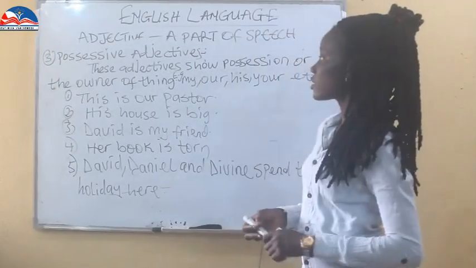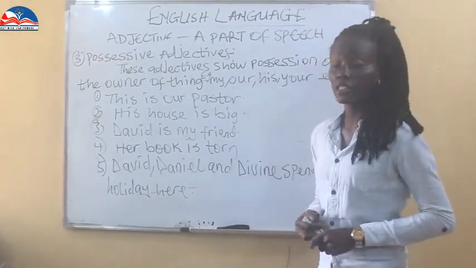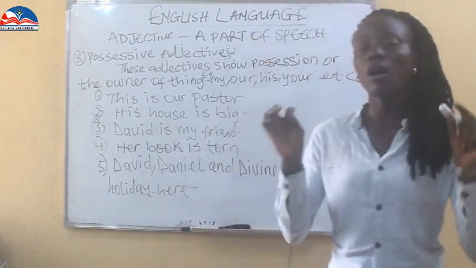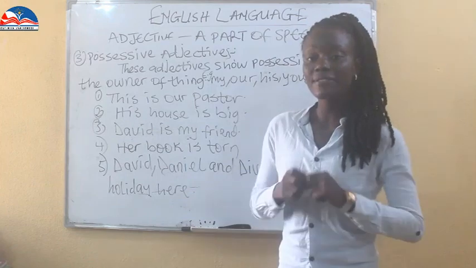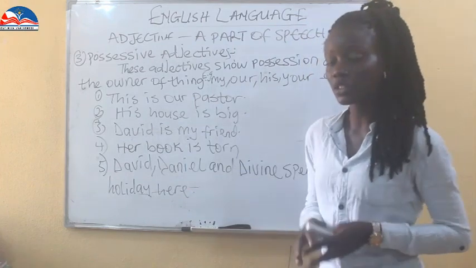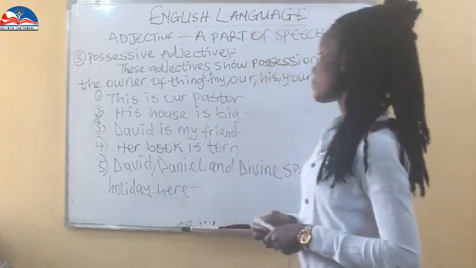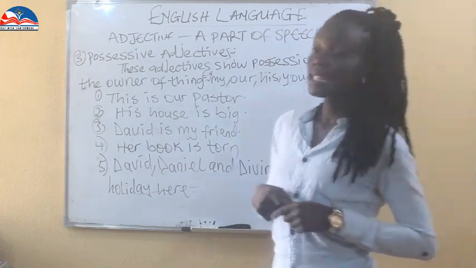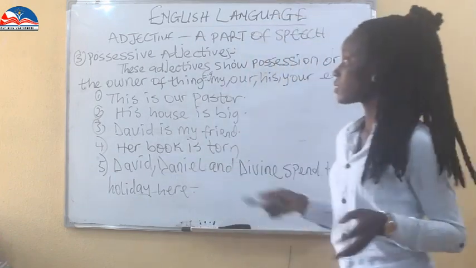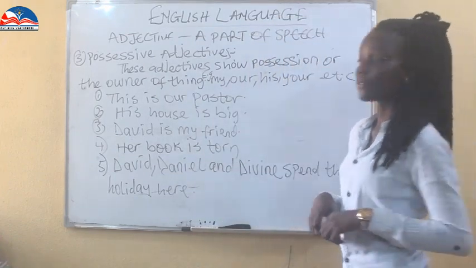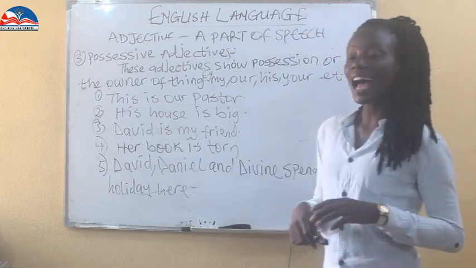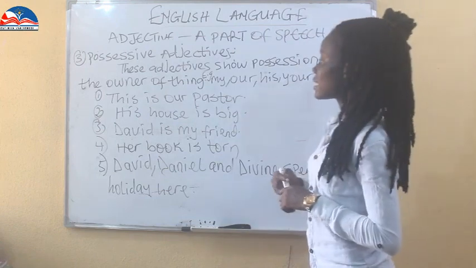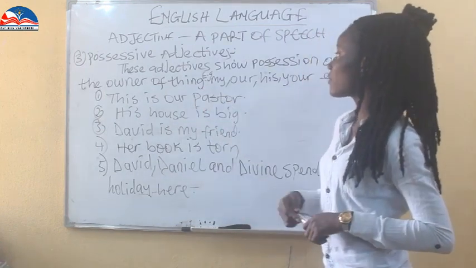Another type of adjective we have is the possessive adjective. Possessive adjective shows possession or owner of things. Examples: my, our, his, yours, etc. Let's check the examples we have on the board. This is our pastor. What is the possessive adjective here?